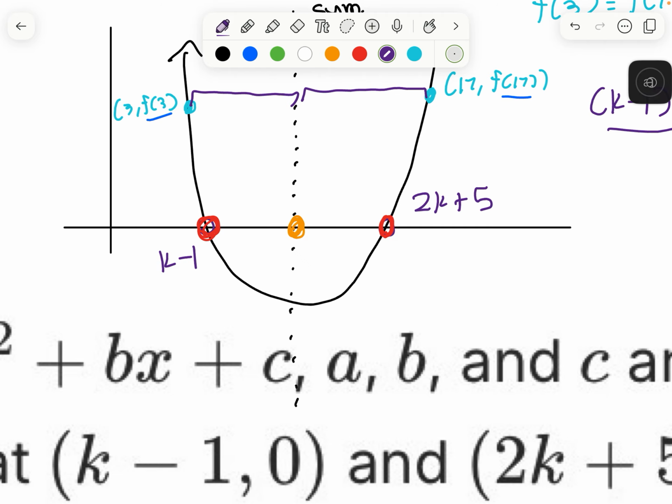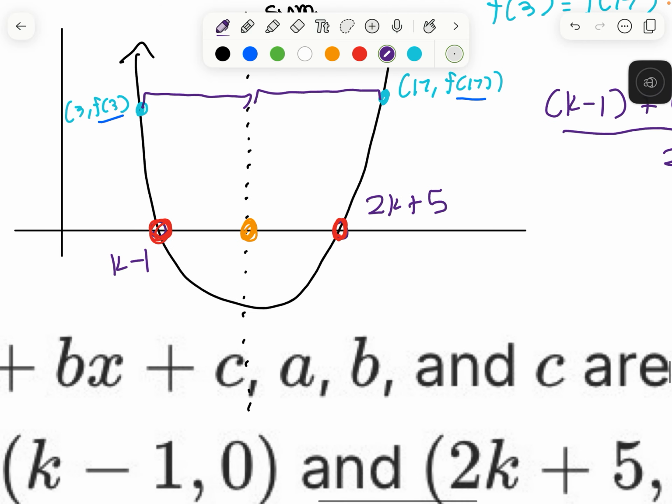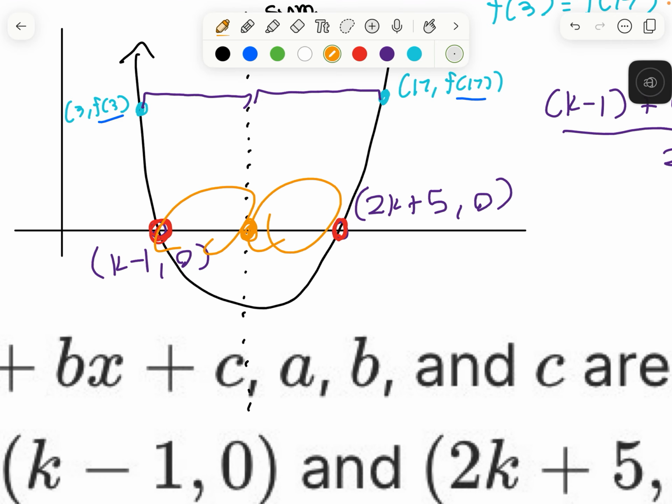And the reason, by the way, why this also works for x-intercepts is because the y value of an x-intercept is 0, right? So they have the same y values. Therefore, they're also equidistant from the axis.